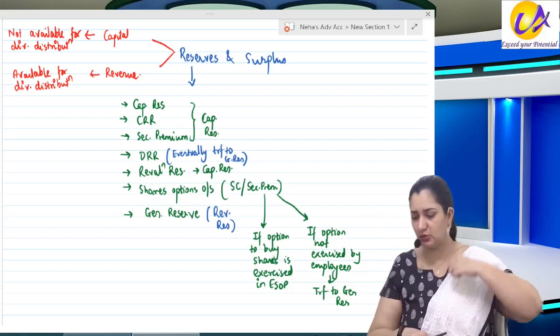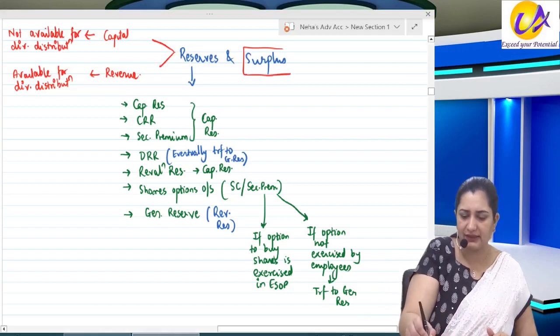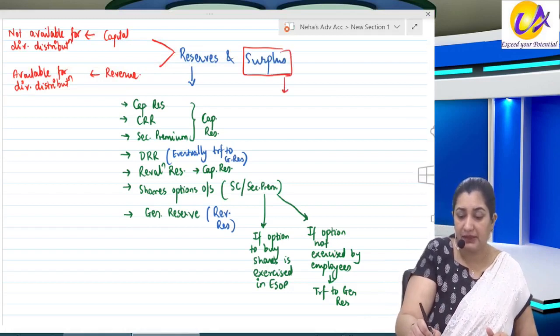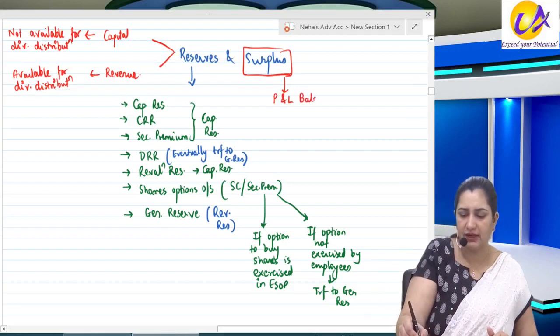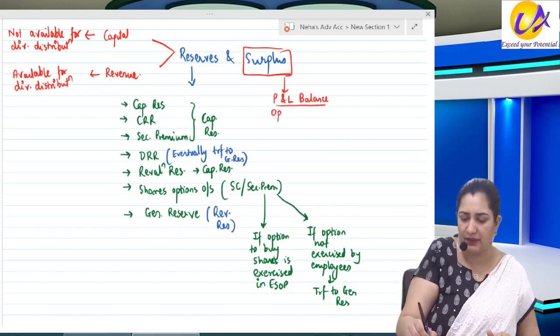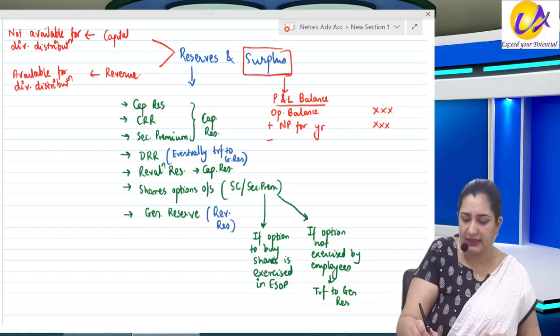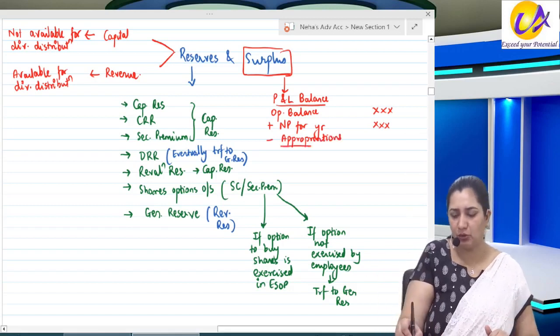Now coming to the surplus. Now we will see what is surplus. So surplus is nothing but your P&L balance, which will now be called surplus. In the P&L balance we will have some opening balance. To that we add the net profit for the year. Less any appropriations. Appropriations means what you are giving out of profits. Less appropriations, what can we have?